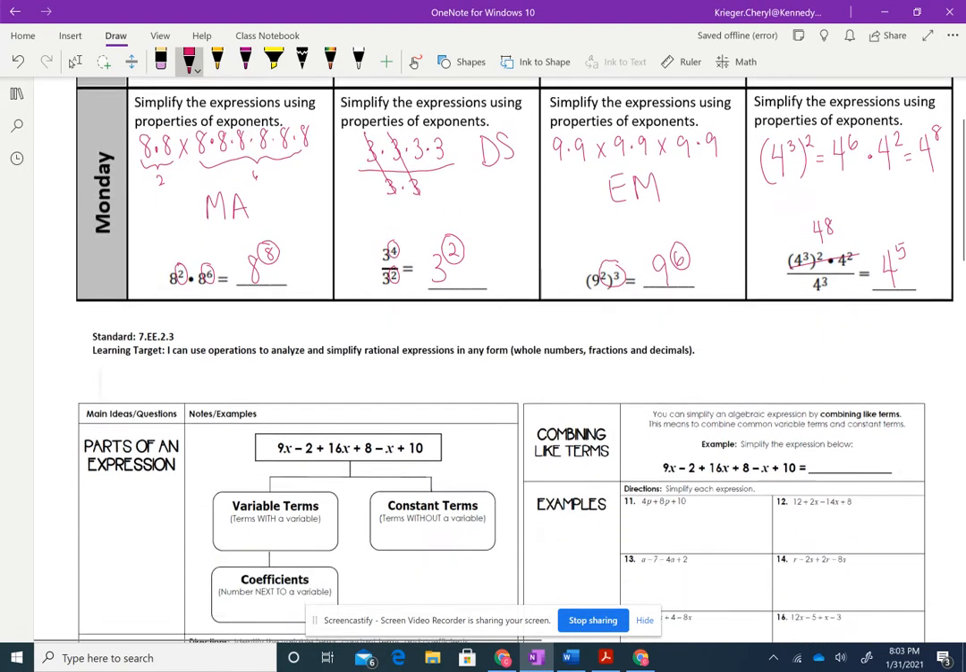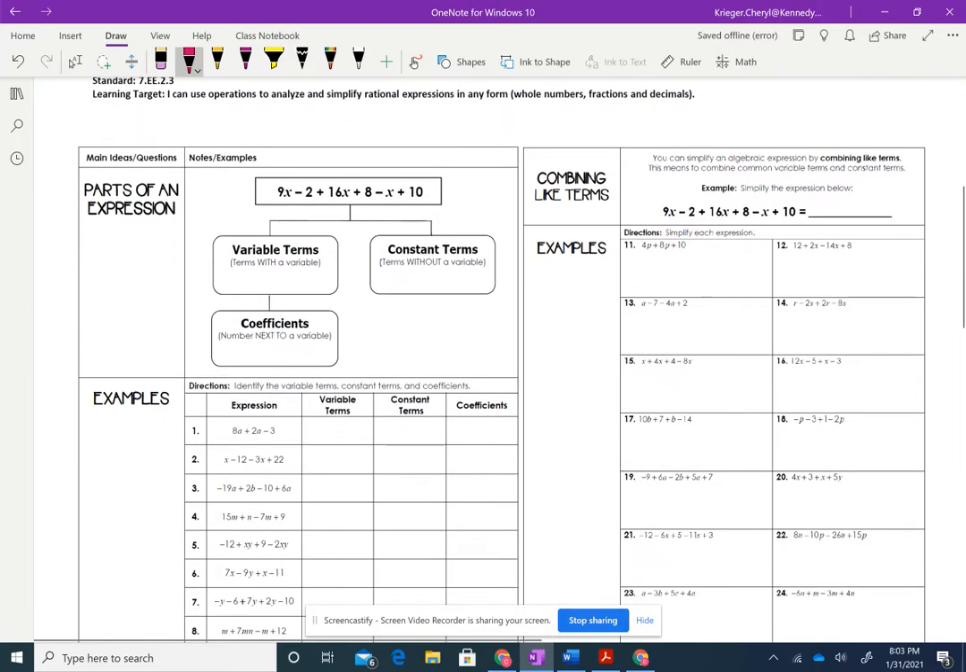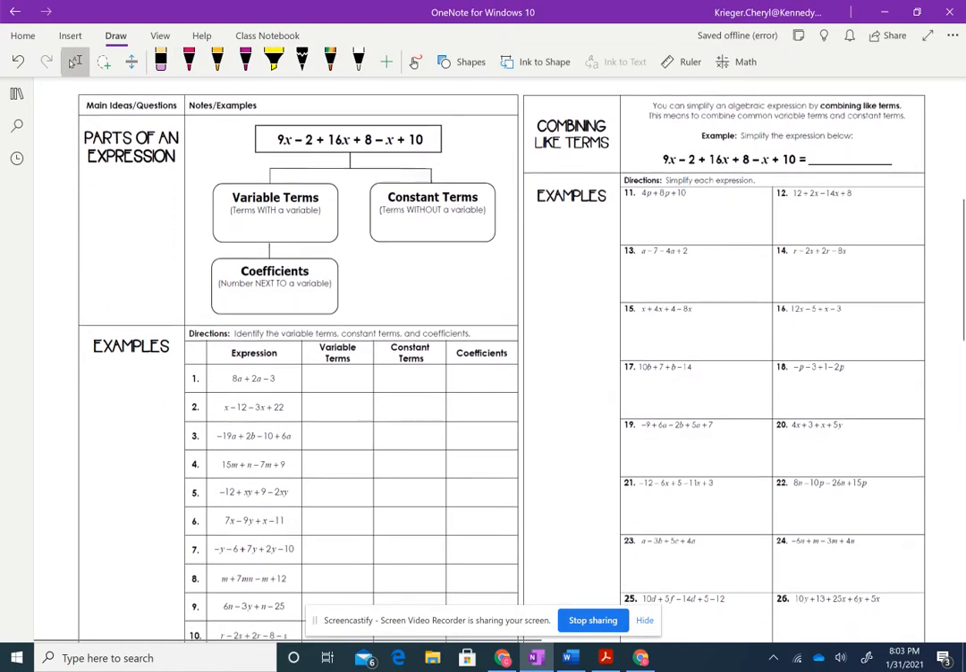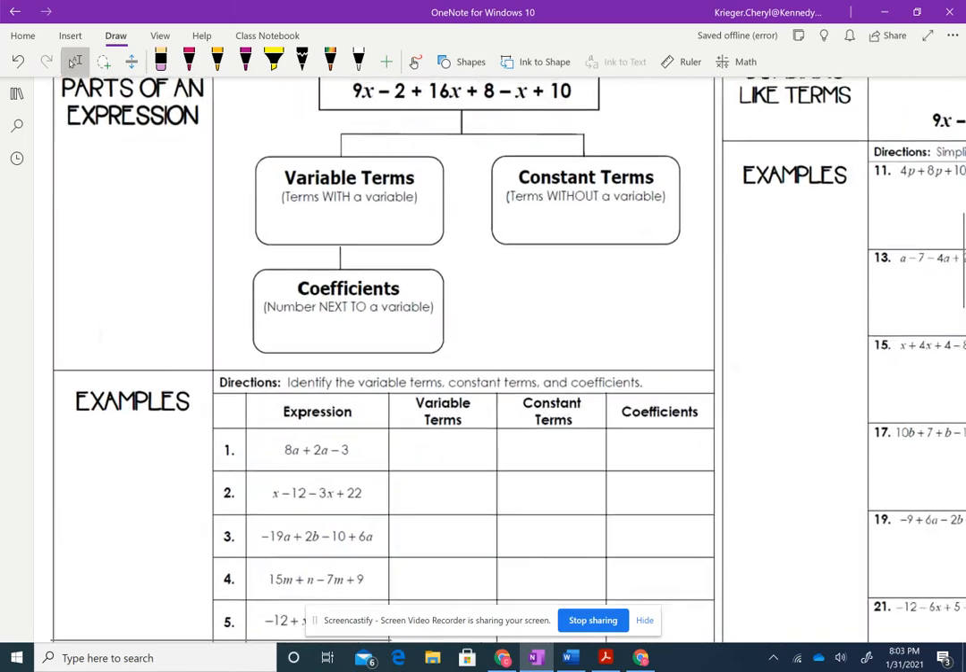Okay, so now we're going to work on our notes. So hopefully the sub has passed out the notes. I'll zoom in a little so it's easier to see.